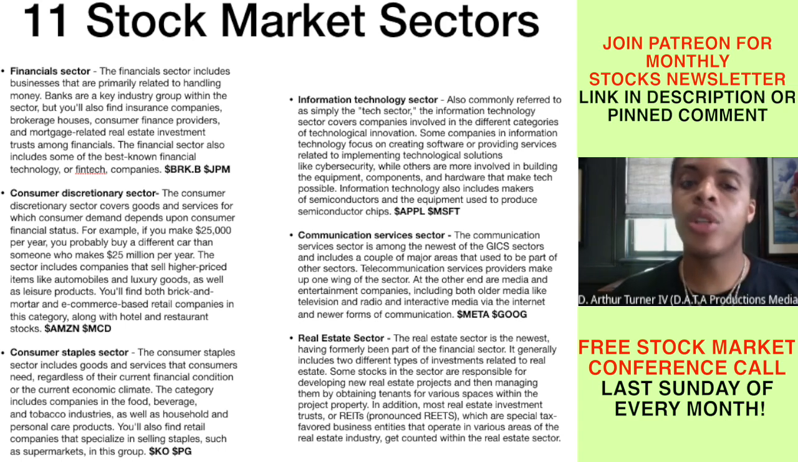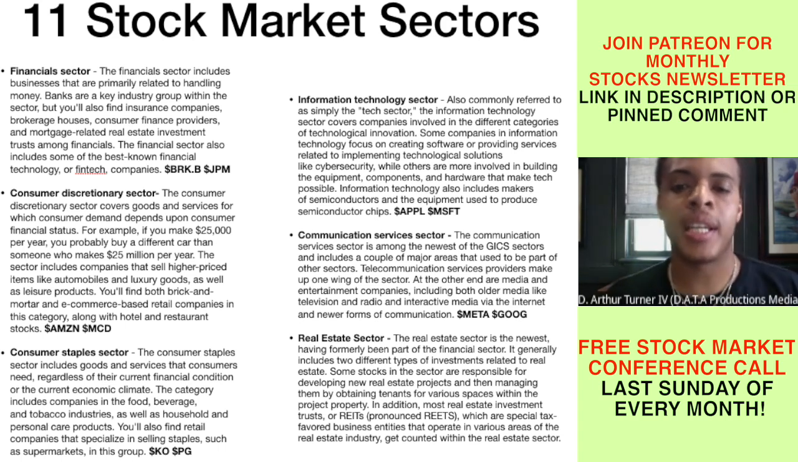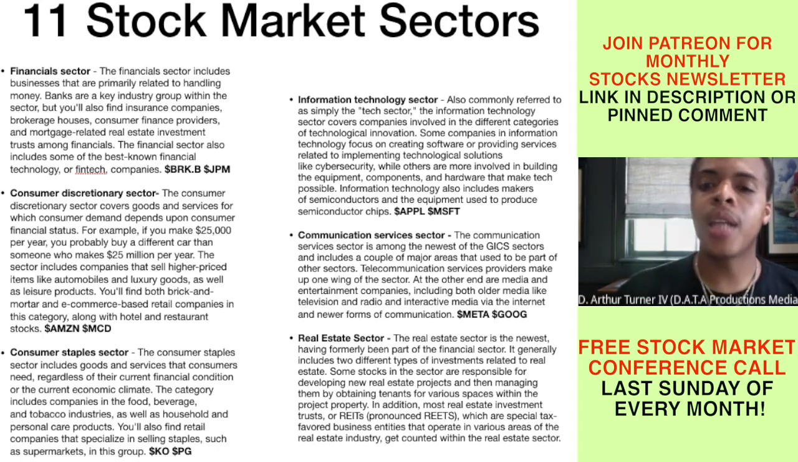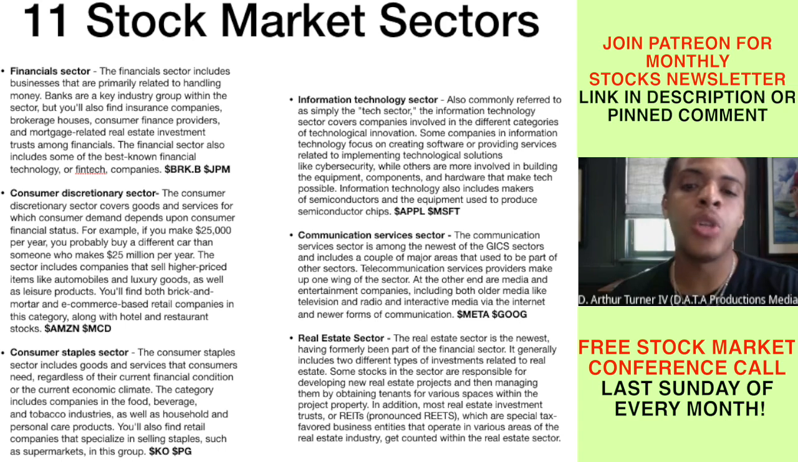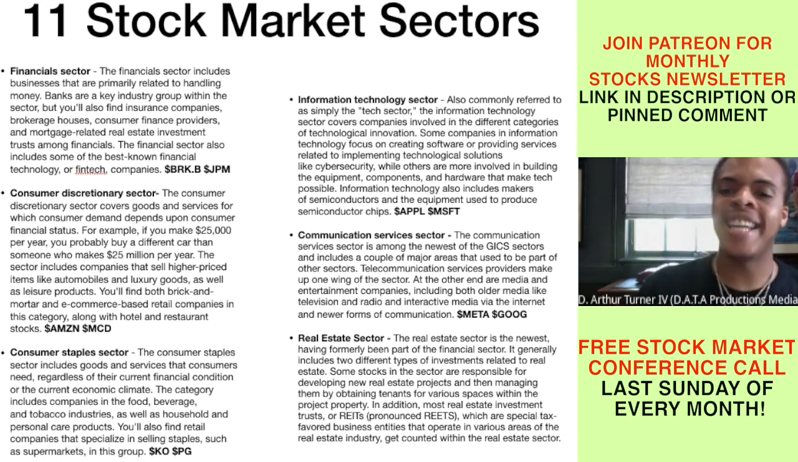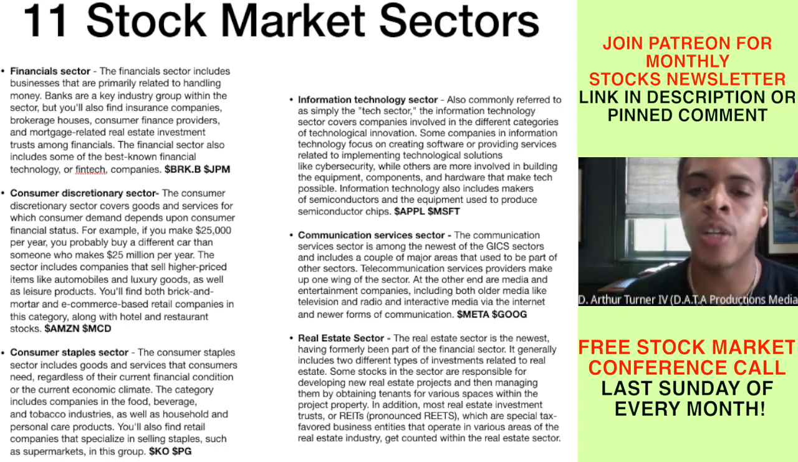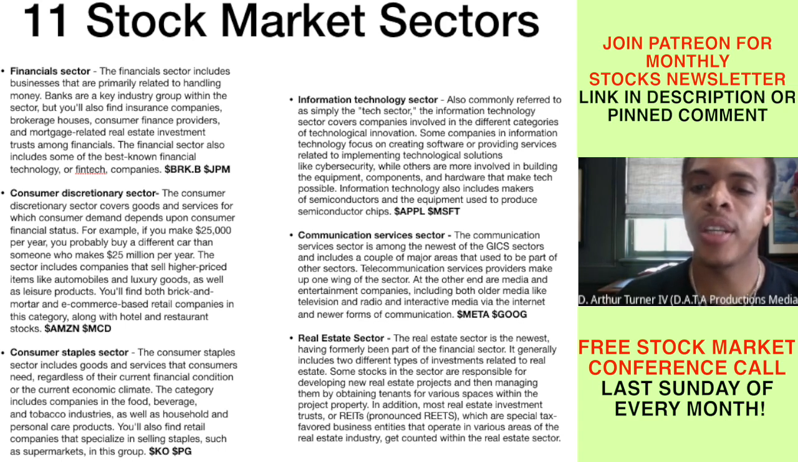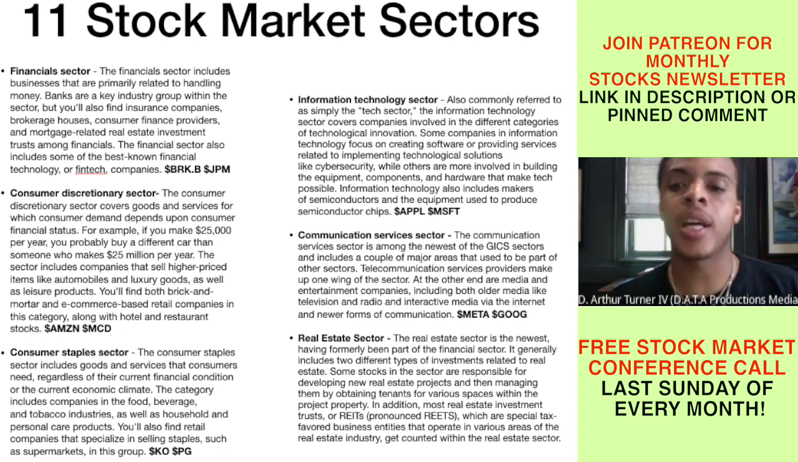And then the newest one to the mix is the real estate sector. The real estate sector is the newest, having formerly been part of the financial sector. It generally includes two different types of investments related to real estate. Some stocks in this sector are responsible for developing new real estate projects and then managing them by attaining tenants for various spaces within the project property. In addition, most real estate investment trusts, or REITs, pronounced REITs, which are special tax favored business entities that operate in various areas of the real estate industry, get counted with the real estate sector.